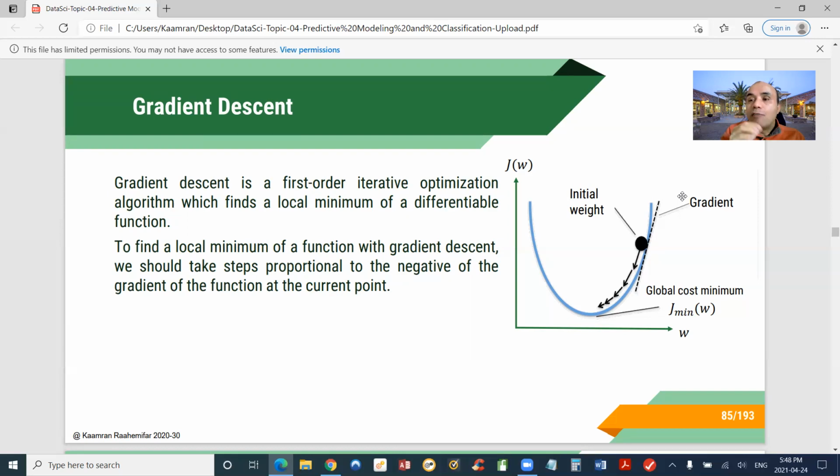Gradient means tangent. We are going to sense the tangent, and according to the tangent, we are going to come down. And we also would like to actually apply brakes. So maybe while you're on the top of the hill, the distance between your right foot and the left foot could potentially be huge, right?